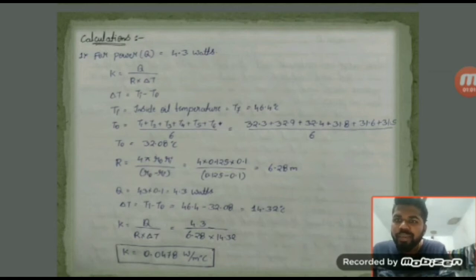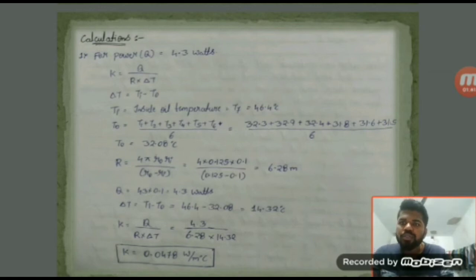Here T naught is the average of the first 6 temperatures, and Ti is the initial inside oil temperature of the sphere. The average of all the temperatures is calculated as the outside temperature of the sphere. Delta T is given by inside temperature minus outside temperature. R, the shape factor, is given by 4 pi times outside radius times inside radius divided by outside radius minus inside radius, and here the shape factor is 6.28 meters.